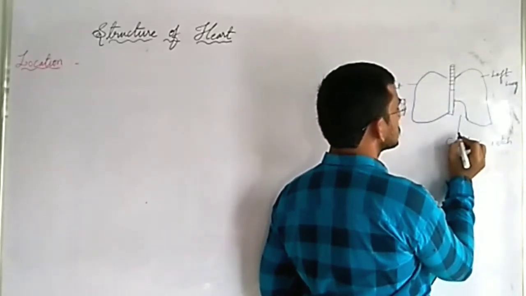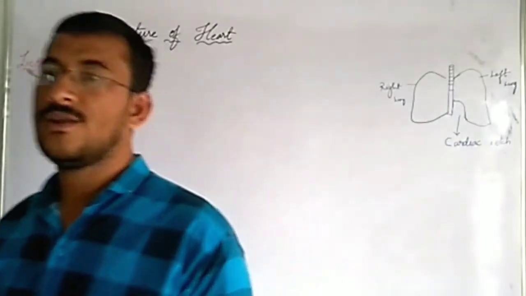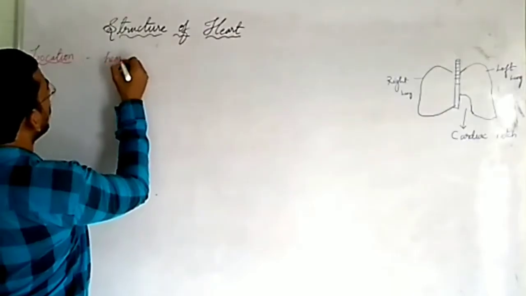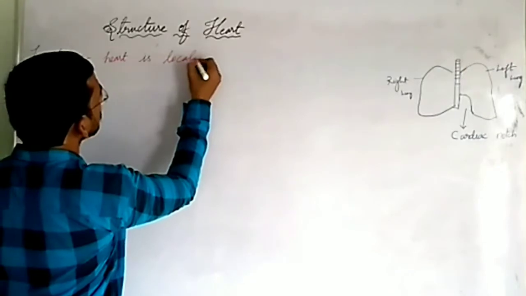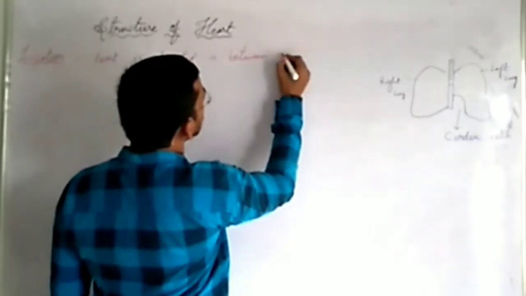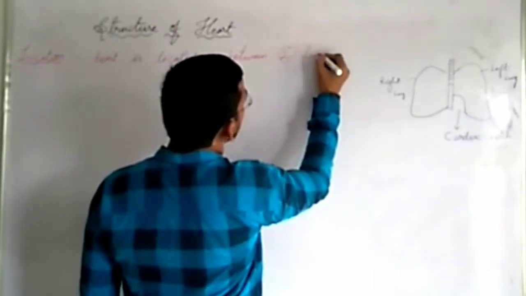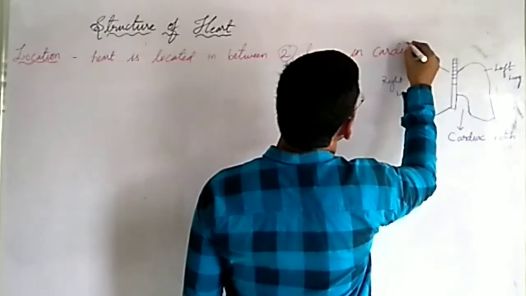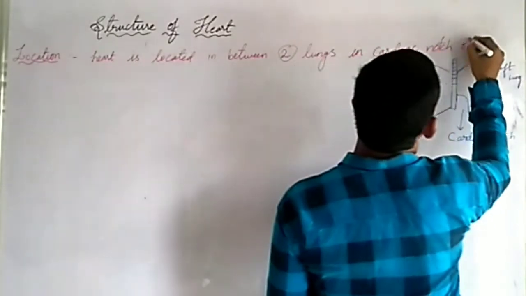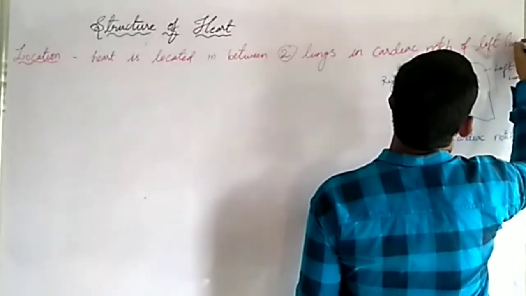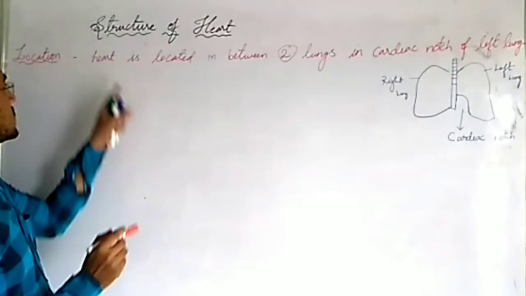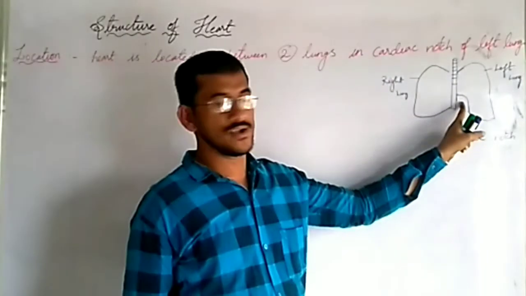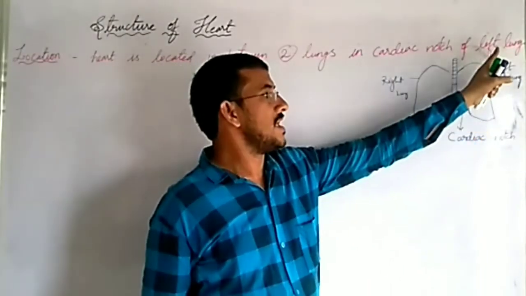So what do you call this place? This place is called the cardiac notch, and in this place the heart is located. The heart is located in between two lungs, in the cardiac notch of the left lung. So the heart is located between two lungs in the cardiac notch of the left lung.